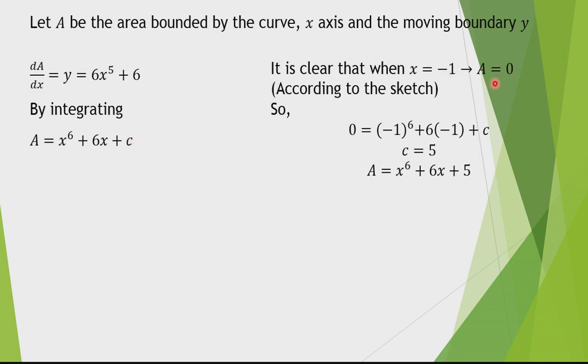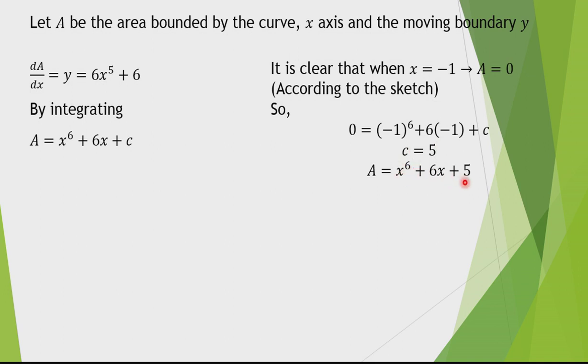We can see, according to the diagram, according to our curve on the Cartesian plane, when x equals -1, the area becomes 0 because it is the initial point. When we are at the initial point, we don't have a certain area, that is negligible. Therefore we can use this substitution to find the value of c. When x equals -1, capital A becomes 0. So 0 equals (-1) to the power 6 plus 6 into -1 plus c, which will lead to c equal to 5.